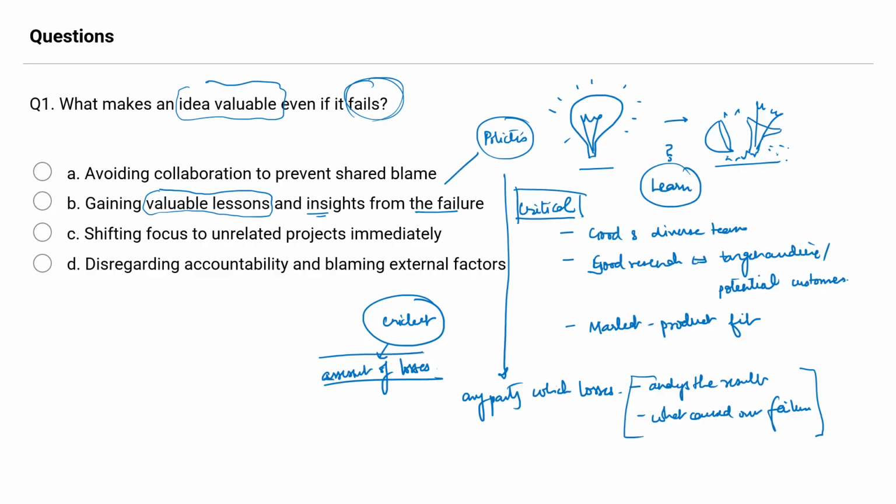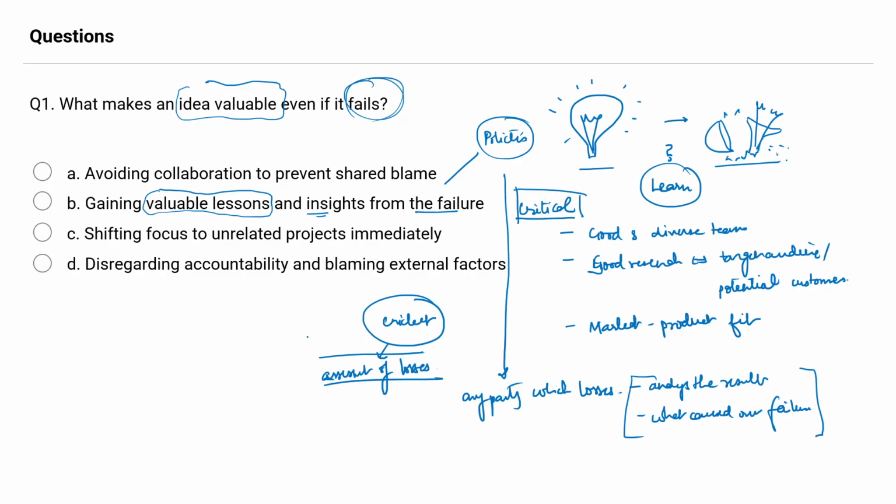So that is what we are trying to say: even if you fail, the important thing is to analyze and gain valuable lessons from it. So the second option makes sense. Third says shifting the focus to unrelated projects immediately. Now, how is that going to help? Because now you are not getting any insights, you're not analyzing your failure, but instead you are shifting your mind to other projects. Even that will not help.